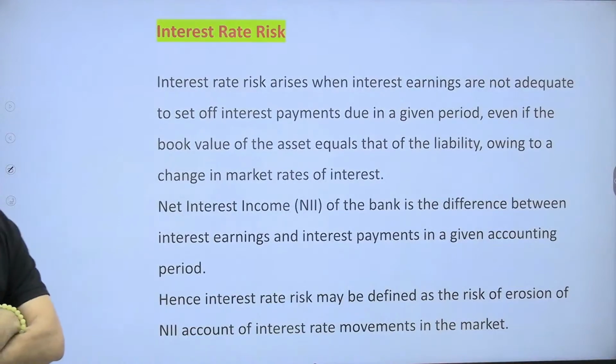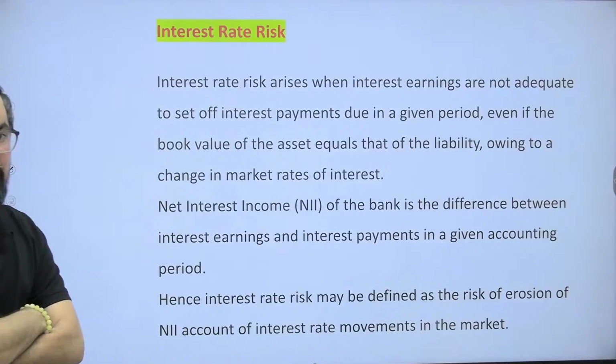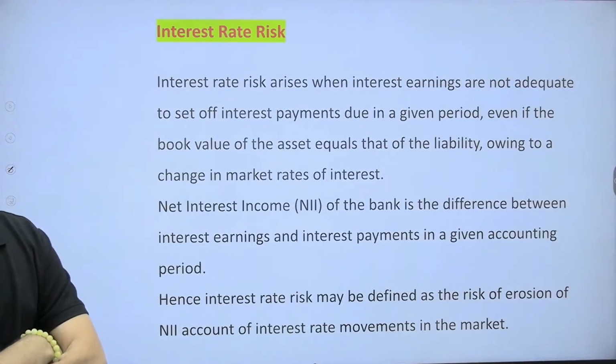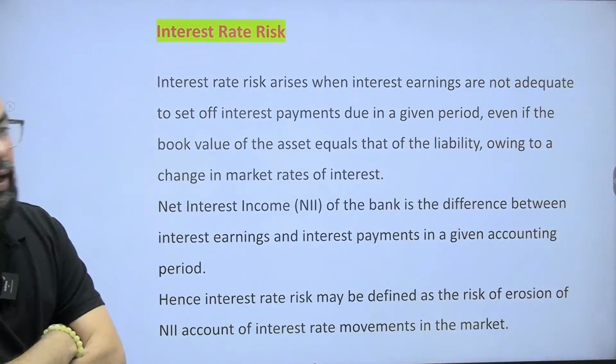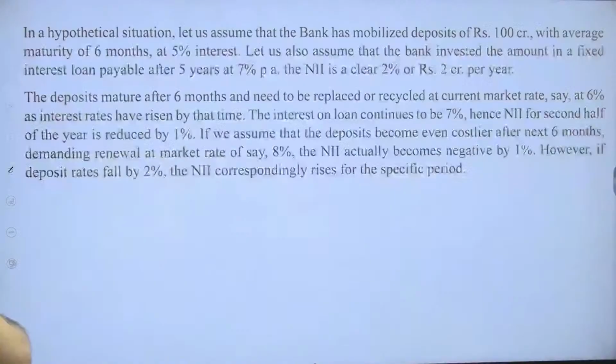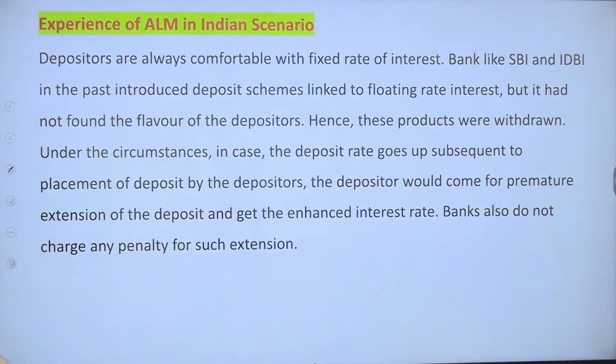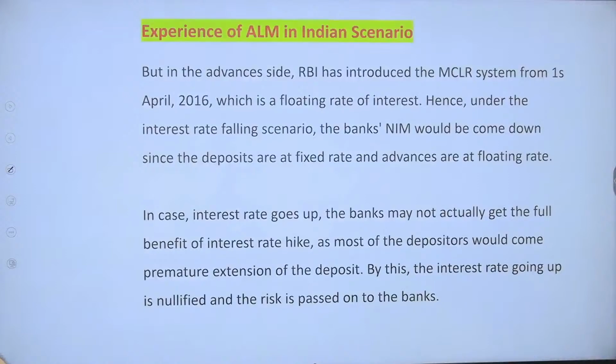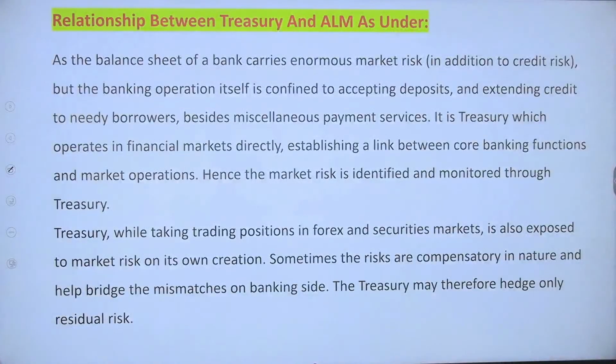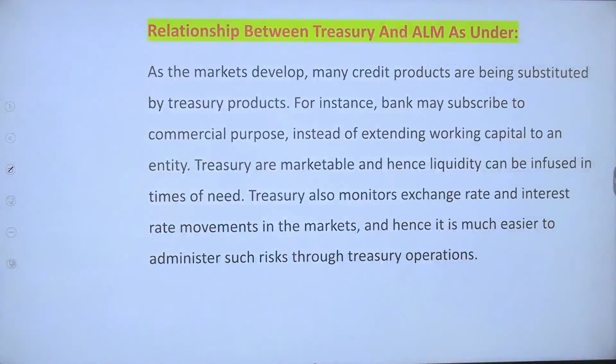NII is inflow minus outflow. NIM is your NII divided by average assets. So that is defined here. The gap is like, let's say your payables and receivables, and if there is any gap, that gap generally gets managed by your treasury management. Next one, experiences of ALM in the Indian scenario, similar one. It explains the Indian scenario. You can just read out this one, guys. You won't face much tension in this.